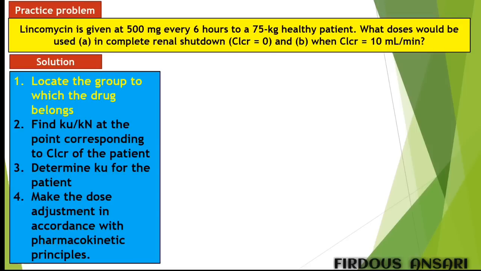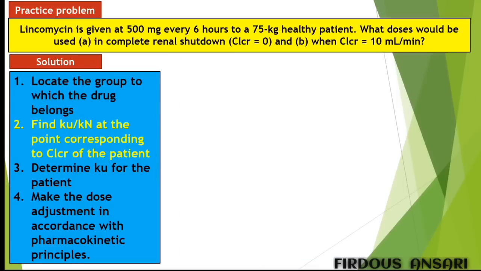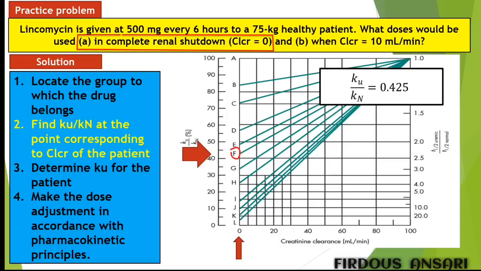First of all, locate the group to which the drug belongs. We have the drug lincomycin and the group is F. The first step is completed. Second step, find Ku by Kn at the point corresponding to the creatinine clearance of the patient. We have the first part of the problem, when the creatinine clearance is 0. So you should locate creatinine clearance at 0, and our drug is in group F. It intercepts at the point 0.425. So we got the value Ku by Kn equals 0.425.